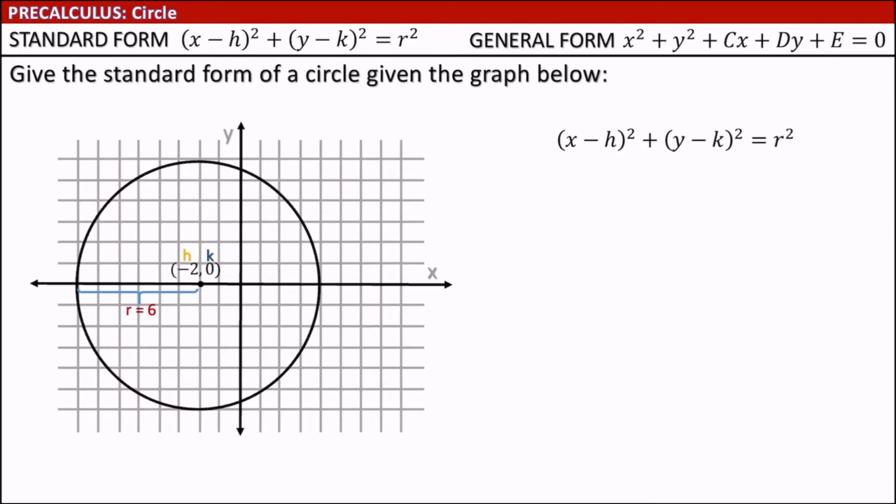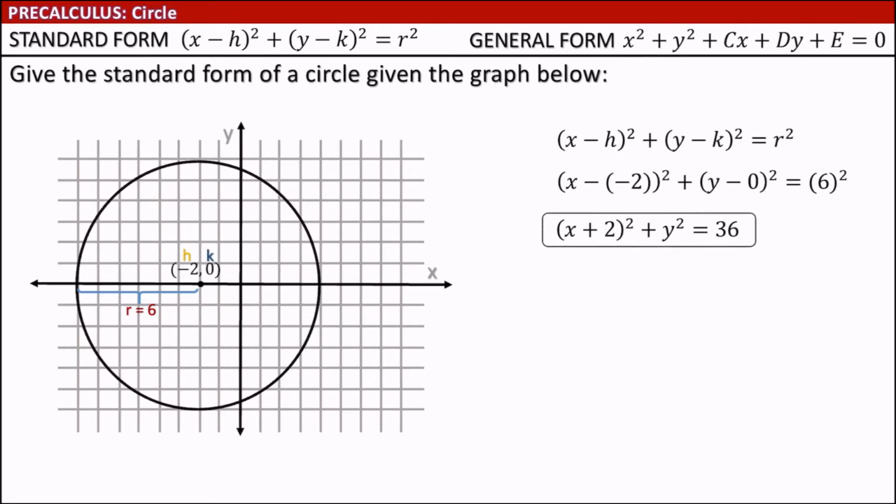Now that we have the values of h, k, and r, let's substitute the values to our standard form. We have x minus h, which is negative 2, quantity squared, plus y minus k, which is 0, quantity squared, is equal to r, which is 6 squared. Simplifying this further, we have x plus 2 squared plus y squared is equal to 36. Now, this is our final answer. Madali lang, di ba? Let's have another one.